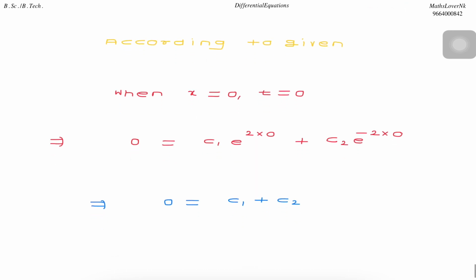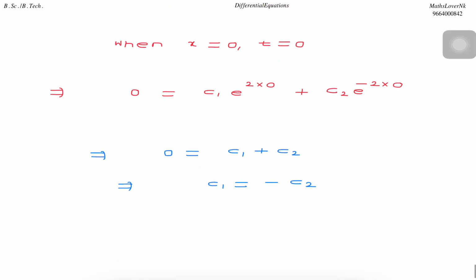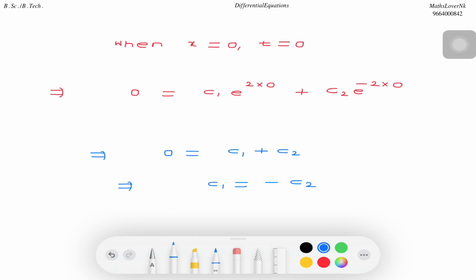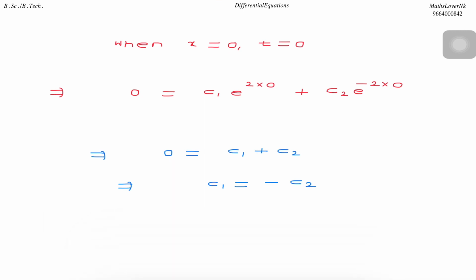c1 is equal to minus c2, and when t is equal to 0, dx upon dt is equal to 3. It's also given.